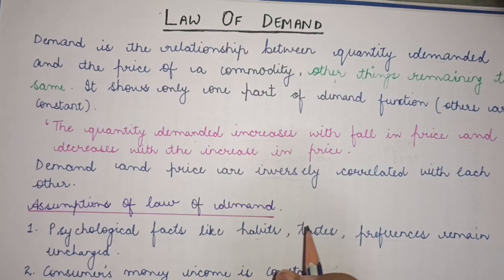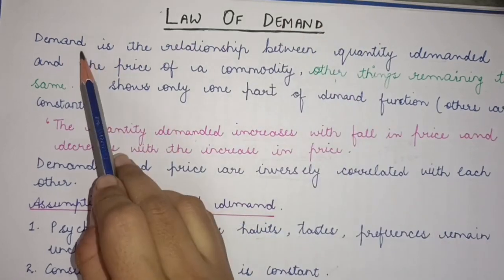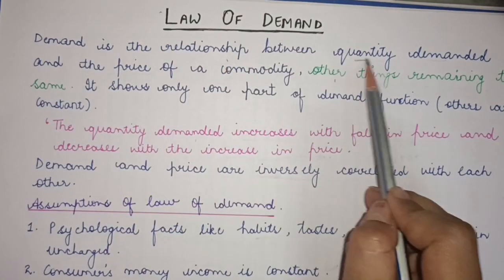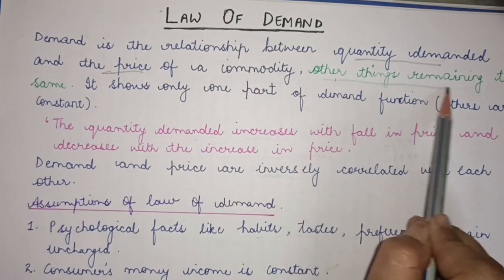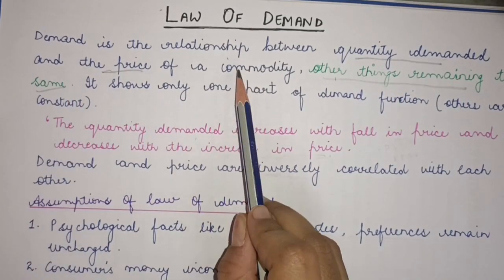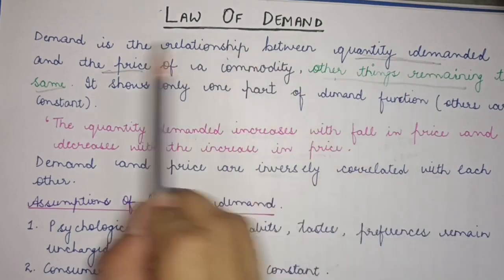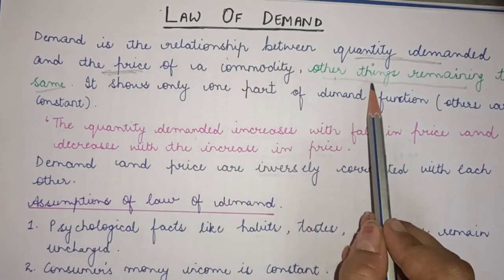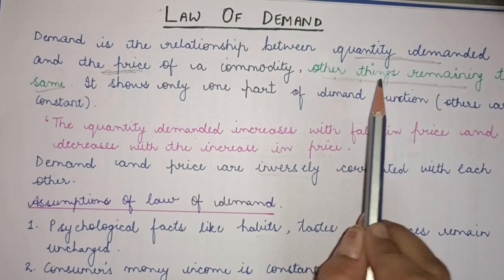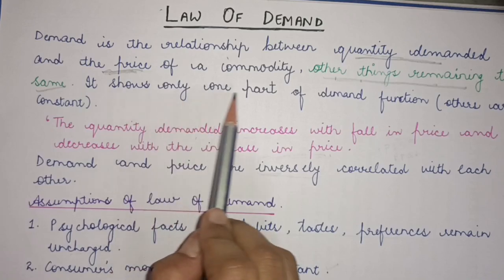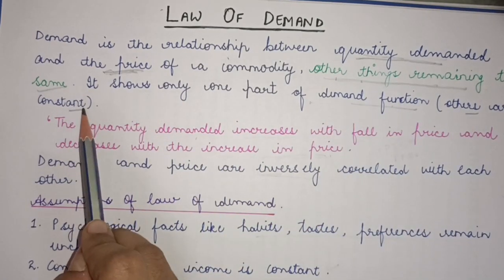Now here I'm going to tell you about a very important concept which is the law of demand. So demand is the relationship between quantity demanded and the price of the commodity, considering that other things are the same. When we talk about demand, we actually talk about the relationship between quantity demanded and the price of a commodity, but the other factors that impact demand are considered to be constant. Now, this demand shows only one part of the demand function. Why? Because the other things are kept constant.